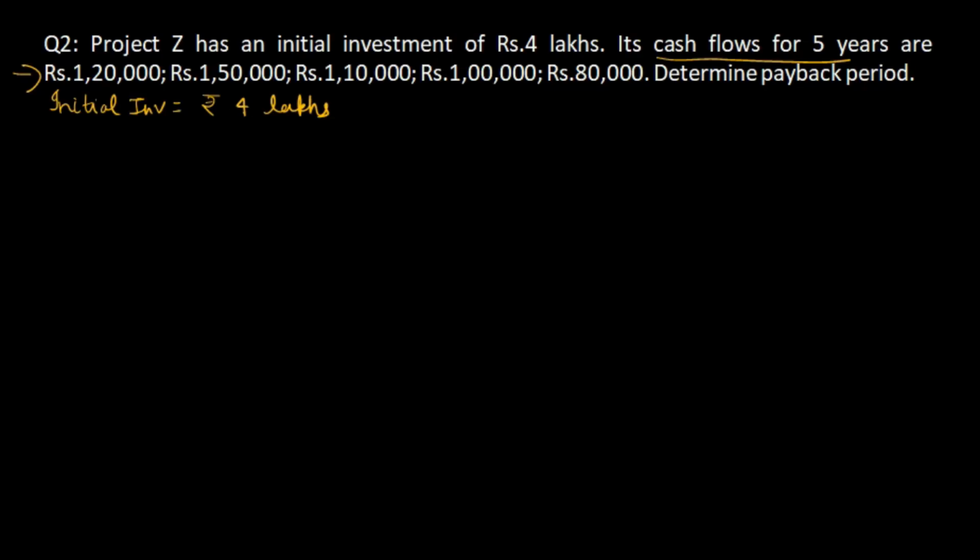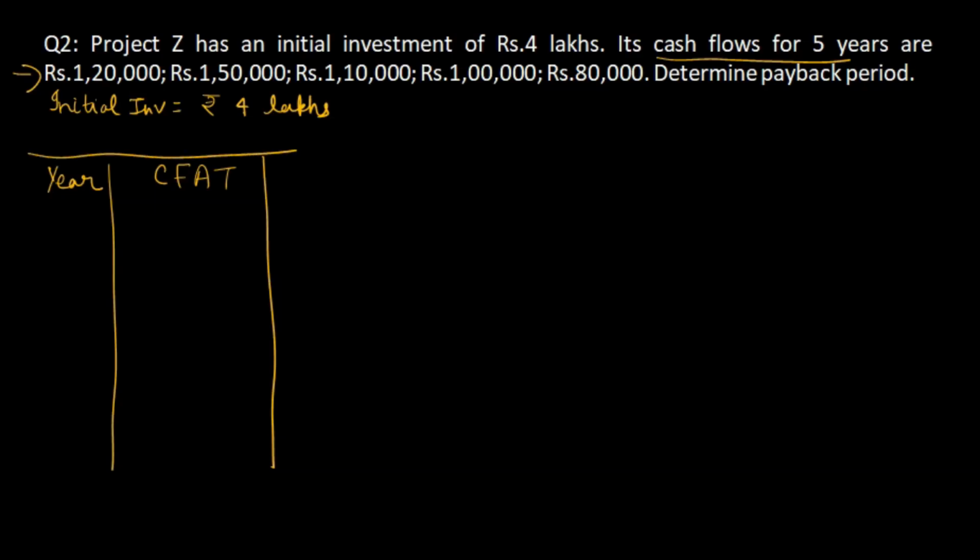CFAT is given. But here the difference is, CFAT is given for 5 years and it is different in each year. So we cannot apply that formula. So what will we be doing here? First we will note down the CFAT and then we will find out cumulative CFAT. I hope you know how to find out cumulative CFAT. Even if you don't know, there's no problem for that. So how many years are there? 5 years are there. So for 5 years we will note down the values.